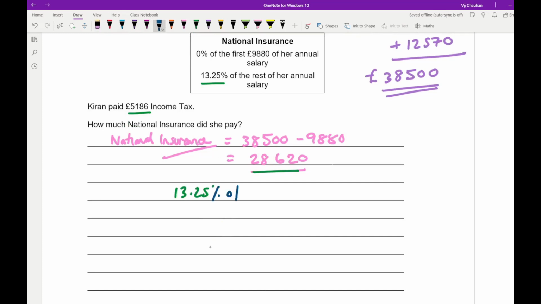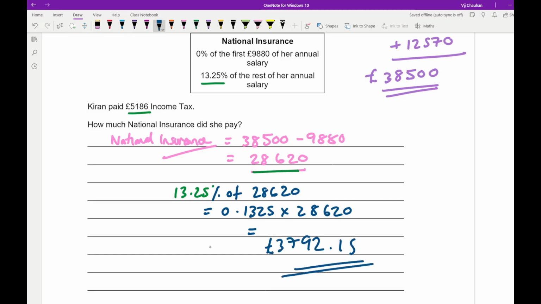Percent of 28620, and to do that you need to do 0.1325 multiplied by 28620, and typing that all into my calculator gives me an answer of £3,792.15.